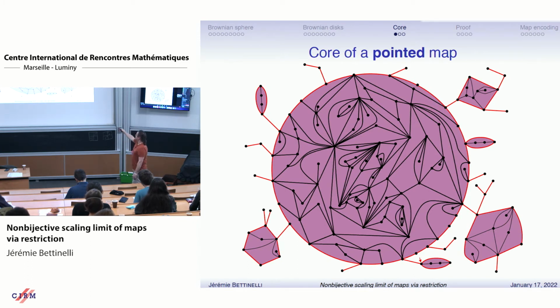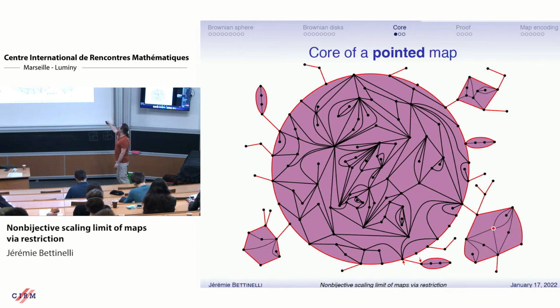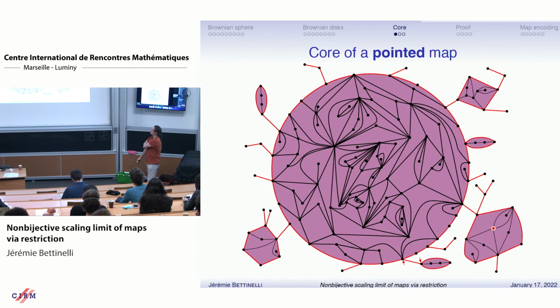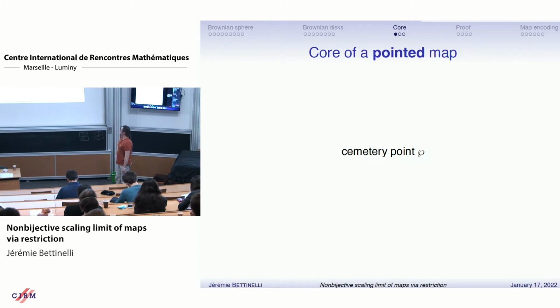And the thing is, if I have a pointed map, let's add the point here, the point is a vertex. If the marked vertex falls into the largest component, then I take the largest component. And if it falls in a small component, then I take nothing, a cemetery point. So the idea is that most likely the point will be in the large component. Then you just take the component where the point is. And if it falls in a small component, it's not very important.